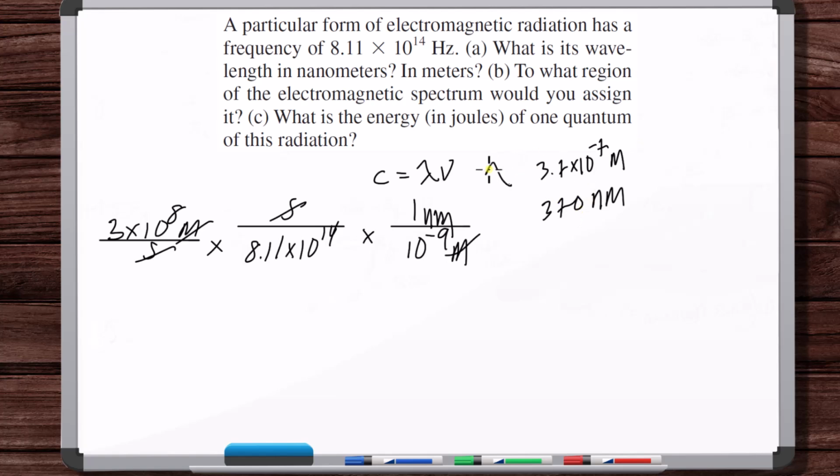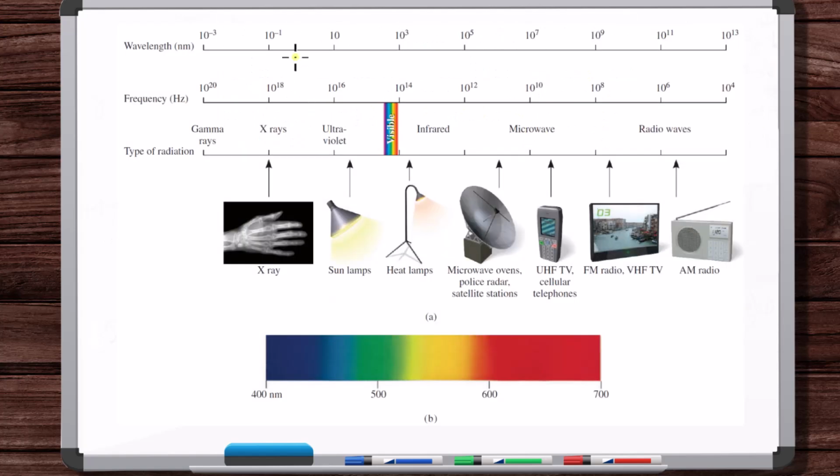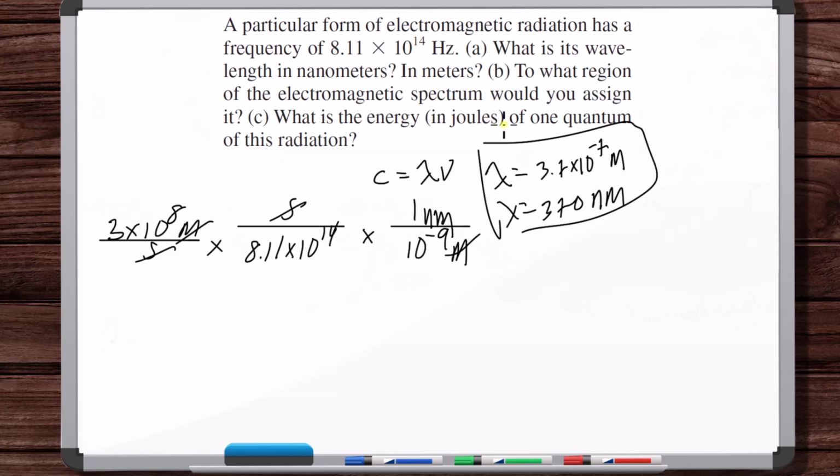Okay, so there we go. To what region of the electromagnetic spectrum would you assign it? So 370 nanometers would be just outside the visible light region, in the ultraviolet region. What is the energy in joules of 1 quantum of this radiation?